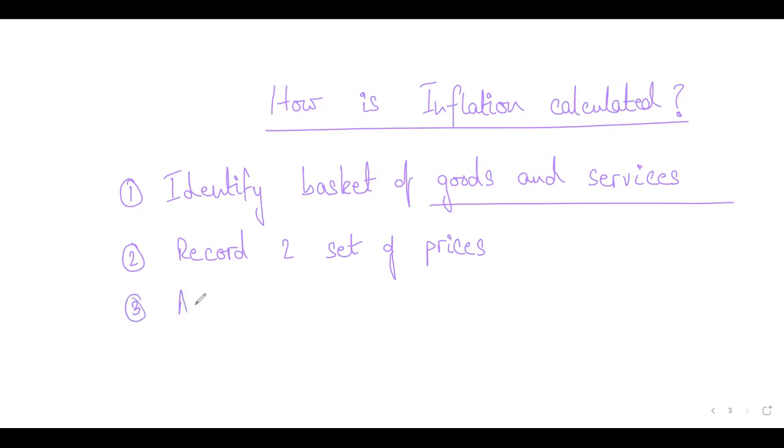Then assign weights. What's this? In this, you assign weights to different products based on their importance, right? Some products, I told you, are more important compared to other products, and therefore those products will get higher weights compared to other products. Assign weights. And the fourth is to perform the calculations, right? Now, perform the calculation.